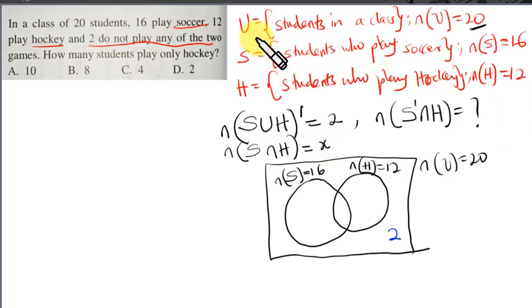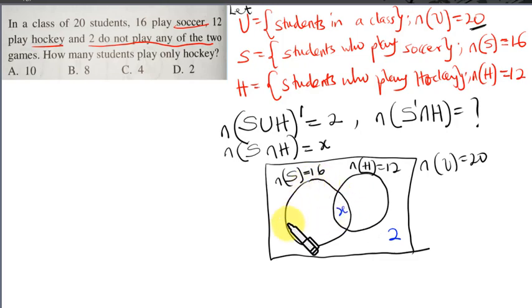So I began doing something here. I could have written "let" here, because I am choosing my own letters to represent the student categories. So I could have written let U be students in a class, let S be students who play soccer, let H be students who play hockey.